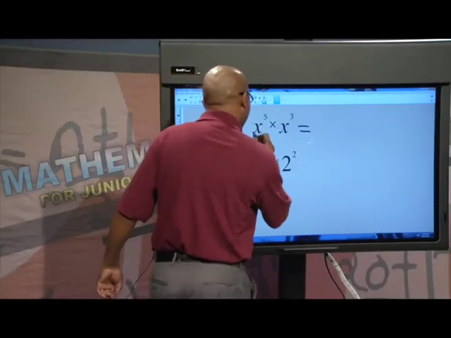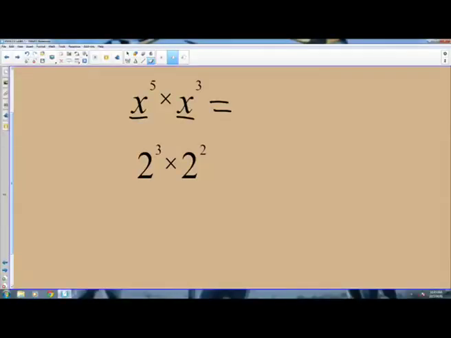So we've got the base here as x, and this is also x. So this will be x to the power 5 plus 3. This gives us x to the power 5 plus 3 is 8. So it's x to the power 8. We simply have to keep the base and then add the powers.